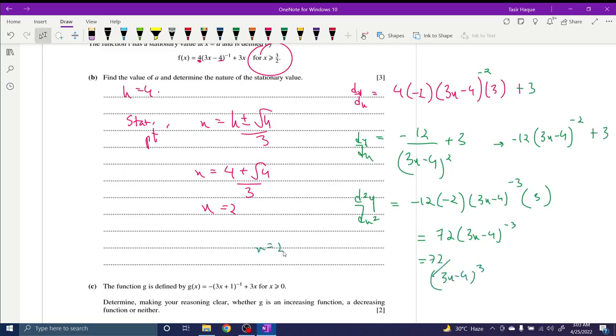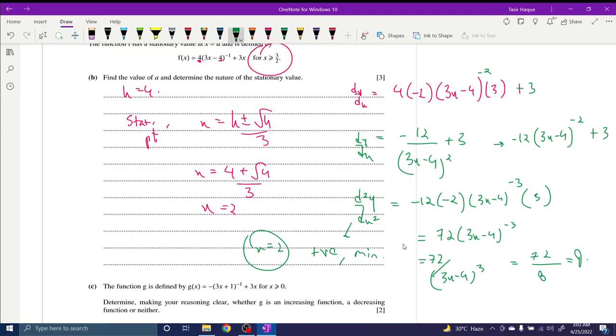Now we know that x equals 2, right? So if you input this here, we get 72 divided by (3 into 2 minus 4) cube. So 72 divided by 8 is 9. Since this is a positive value, we're going to say that it's a minimum point. That's the nature, okay?